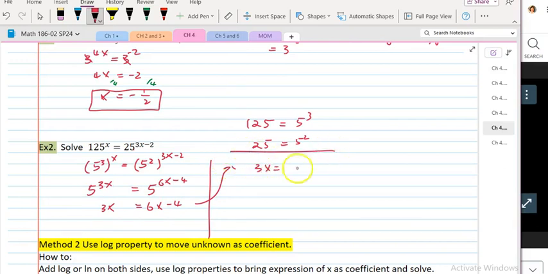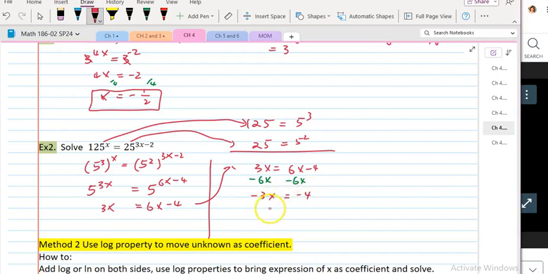3x equal to, yeah, so this is just rewriting. 6x minus 4. The only number is on this side, so I am going to subtract 6x. Minus 6x will be negative 3x equal to negative 4, divided by negative 3. Just a regular linear equation. So x is equal to 4 over 3, and we're done.